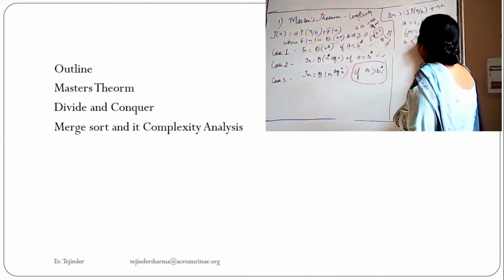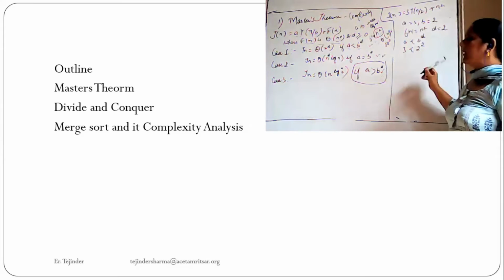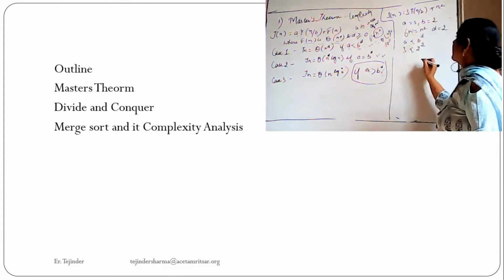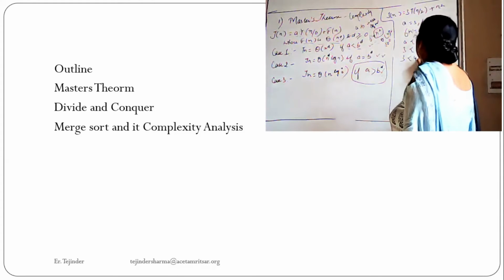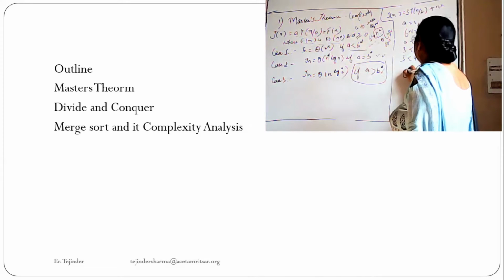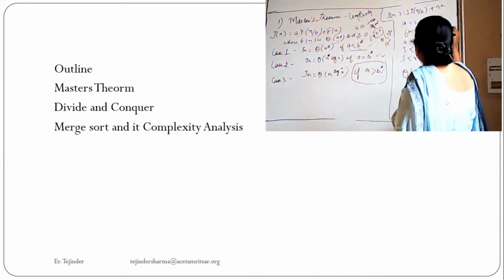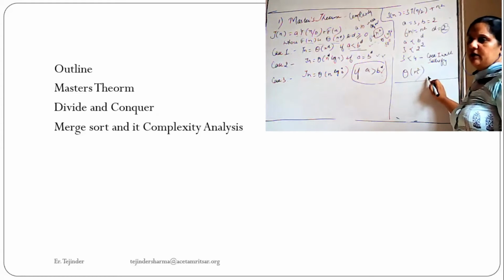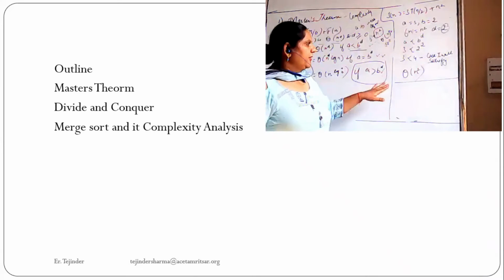Now here a is less than b to the power d, because 3 is less than 2 to the power 2, that is 3 is less than 4. That means case 1 will be satisfied, and the complexity would be theta of n raised to the power d, where d is 2. So this equation will have the complexity of theta of n square.